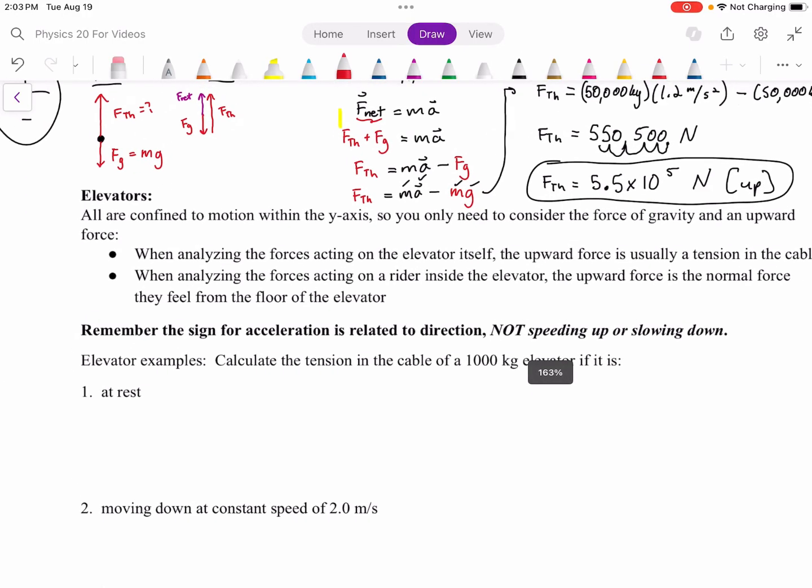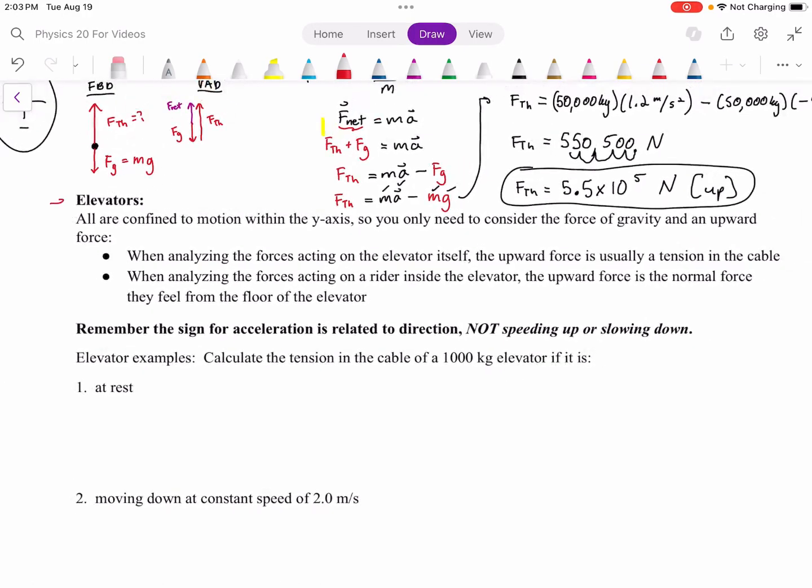Okay, let's look at some examples involving elevators. These are kind of a classic type. And the reason is they're a nice way to think about Newton's second law because they're nice and simple since everything is confined to the y-axis, right? Elevators, well, at least most elevators, should only move up and down. We don't need to think about horizontal, right? So we only need to consider the force of gravity pulling downwards and some upwards force, okay?